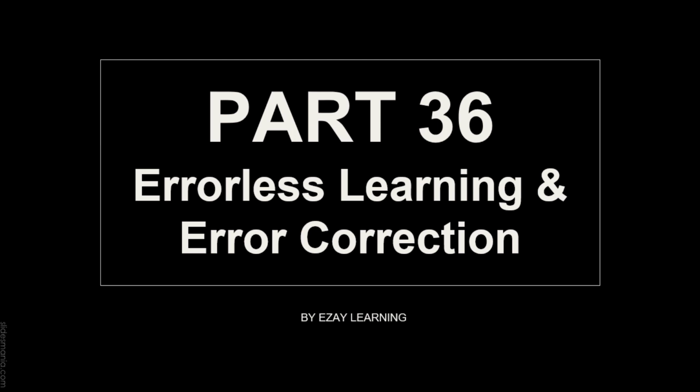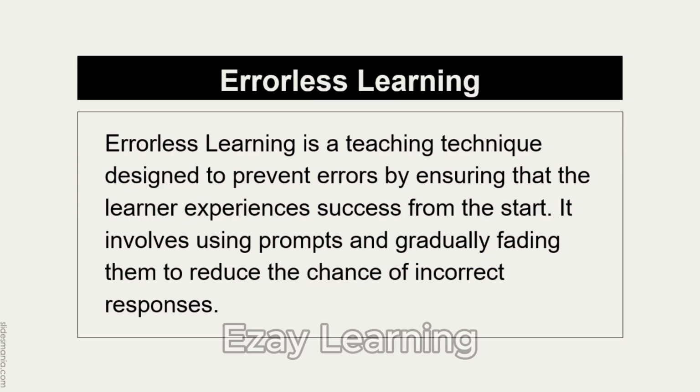Today we are going to cover part 36. The topic is errorless learning and error correction procedures. Errorless learning and error correction are teaching strategies commonly used in ABA to help learners acquire new skills while minimizing mistakes, ensuring success and maintaining motivation.